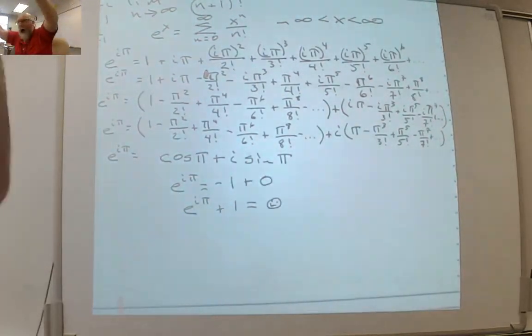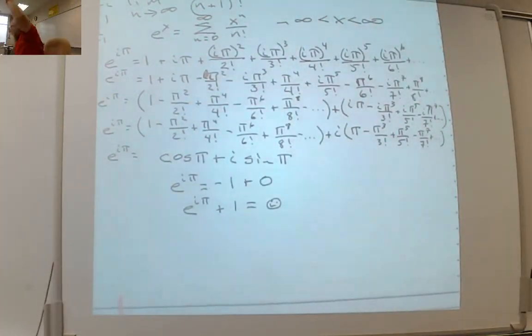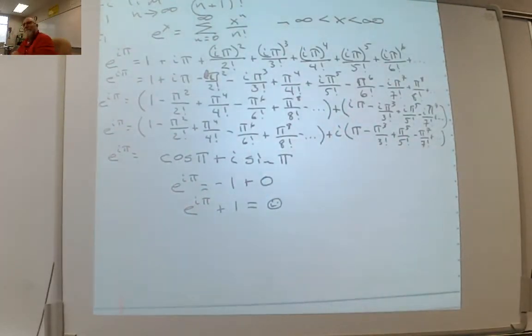Hallelujah! Hallelujah! Hallelujah! Woo! e to the i pi equals negative 1. All that work to get this beautiful little tiny equation.